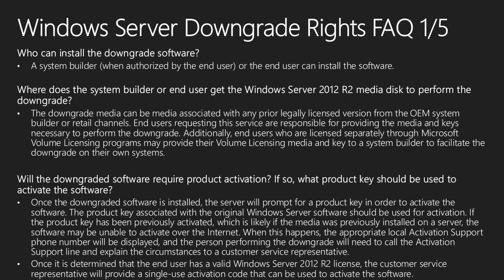A lot of the time they want you to configure the server and build the server. As long as they give you permission to do that, you are okay to use their media and their product key to do so. Where does the system builder or the end user get the media disk to perform the downgrade? As I mentioned, this is something that the customer needs to supply. If the customer thinks they've got an old version, it's not really good enough. They do need to provide the previous version in order to do so.